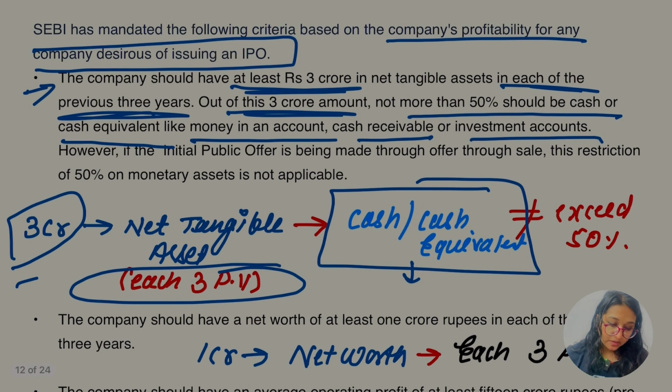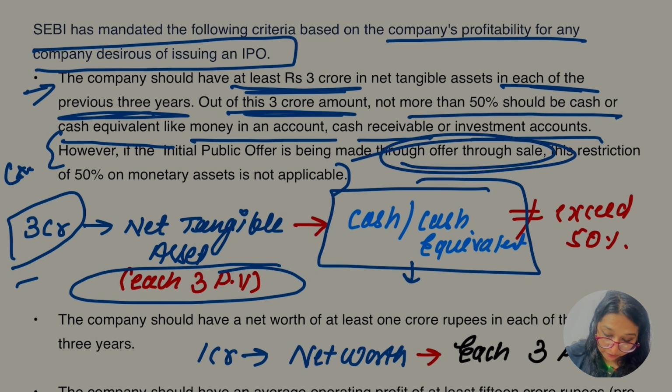Okay, however, if the initial public offer is being made through offer for sale, this restriction has an exception here. So they are saying if it is an initial public offer which is made through offer for sale, this restriction of 50% of monetary asset is not going to be applied. Okay, so this 50% applicability restriction will be removed.